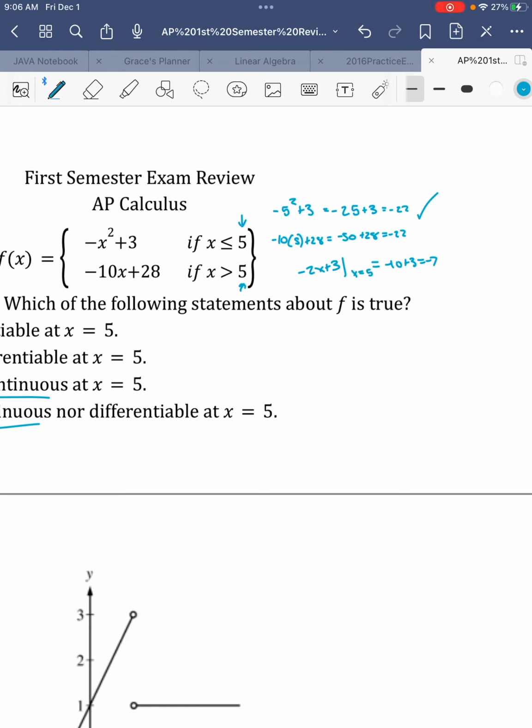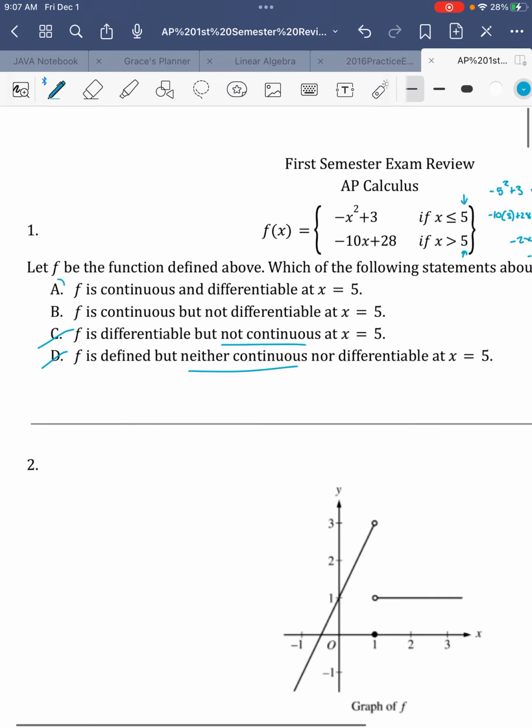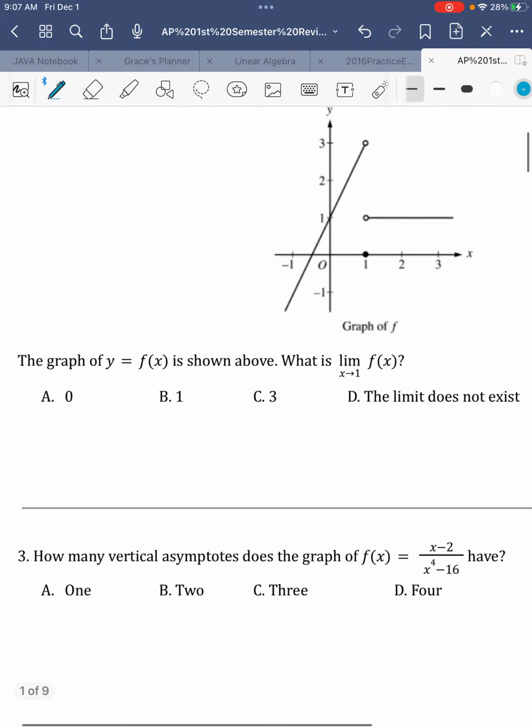For our other equation, if we take the derivative of that, I took that derivative wrong. Oops. That derivative is not negative 2x plus 3. That derivative is just negative 2x. Evaluated at x equals 5 is negative 10. My bad. The derivative of the second one is negative 10, evaluated at x equals 5 is still negative 10. So the derivatives are the same, so it is continuous and differentiable.